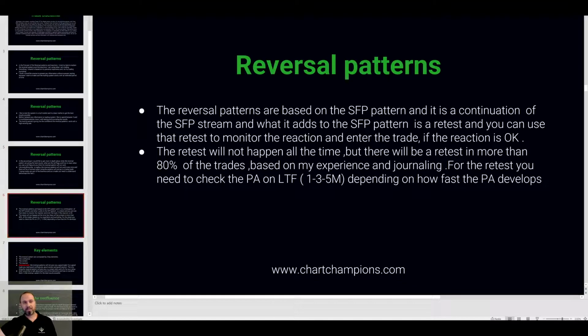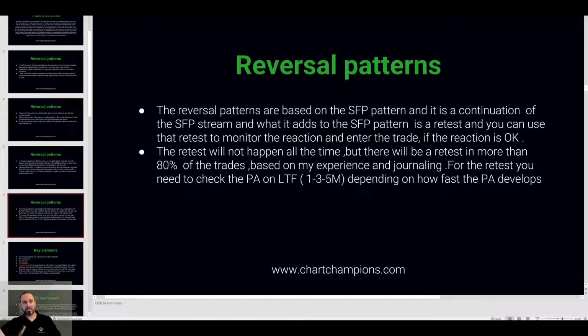Moving forward, the reversal patterns are based on the swing failure pattern, and it is a continuation of the swing failure pattern stream. What it adds to the swing failure pattern is a retest. And you can use that retest to monitor the reaction and enter the trade if the reaction is okay. The retest will not happen all the time, but there will be a retest in more than 80% of the trades, based on my experience and journaling.